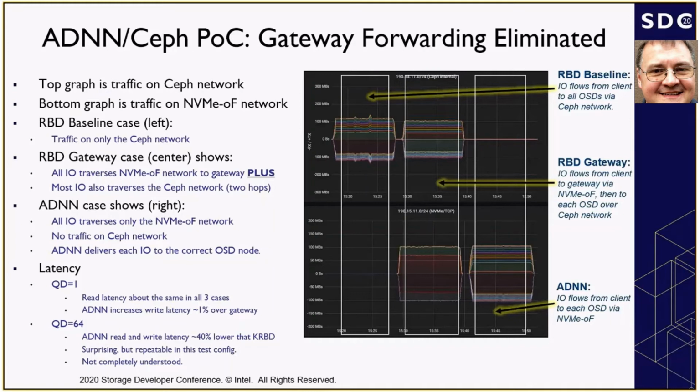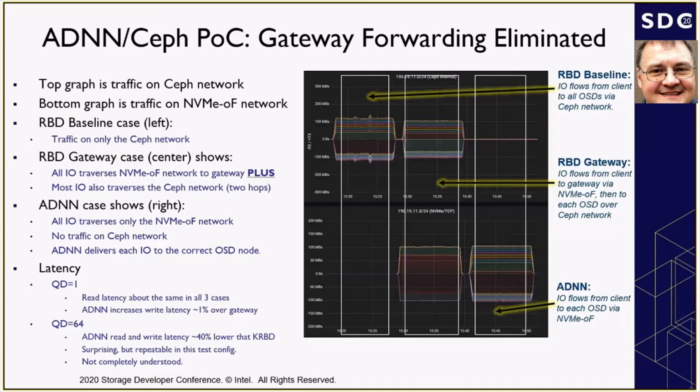The white box on the left highlights the baseline RBD case. As you'd expect, there's traffic only on the Ceph network. We ran the FIO job there, and all the traffic occurred only there. In the middle time interval is the gateway case, where the FIO job was still running on the host. The host used NVMe over Fabrics to connect to an NVMe TCP gateway in one of the OSD nodes, which then submitted it to RBD.